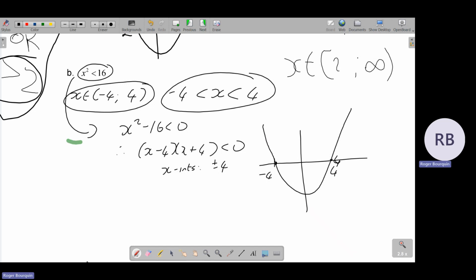Are we good with that? What does the question say? Is that above or below the x-axis? Less than 0 is your y coordinates are less than 0. Your y coordinates are negative. Go highlight on the graph where the y coordinates are negative.